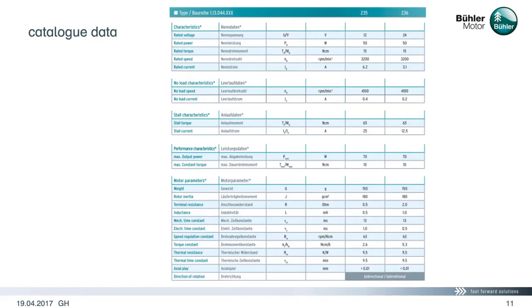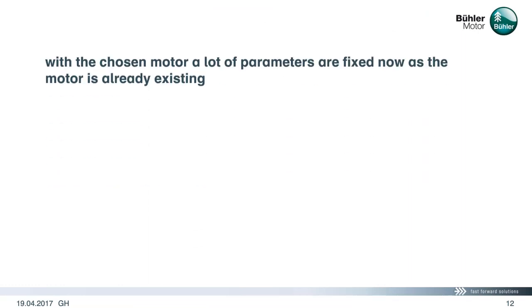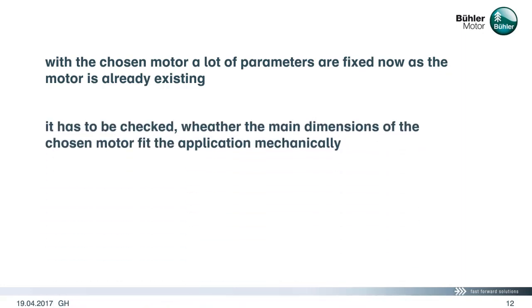Looking at the full set of data of a chosen motor, there are values which will not change by winding or voltage changes. Starting with R sub m, as mentioned before, also weight and rotor inertia, as well as thermal resistance, thermal time constant, and axial play will not change. With this chosen motor, a lot of parameters are fixed now, as the motor is already existing. It has to be checked now whether the main dimensions of the motor fit the application mechanically.